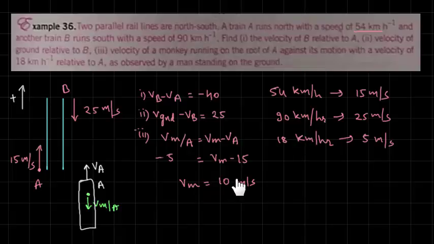So this makes sense also. The monkey is on the train, and the whole train is moving at a very high velocity. So even if the monkey is trying to run to the other side, with respect to ground the monkey is still going to the north.